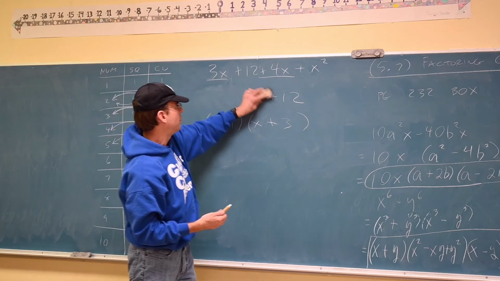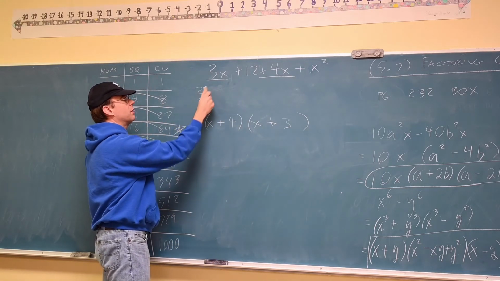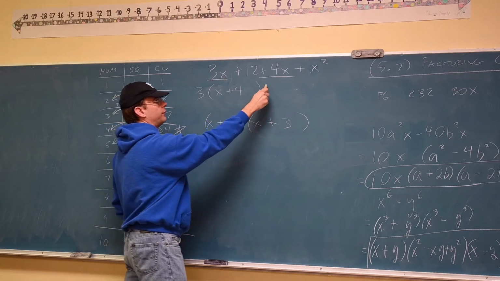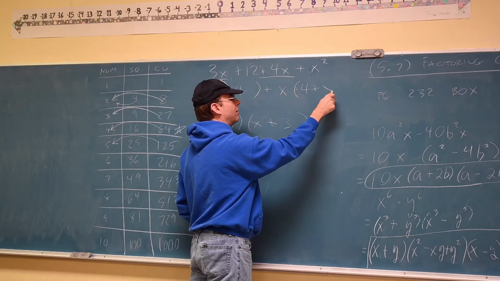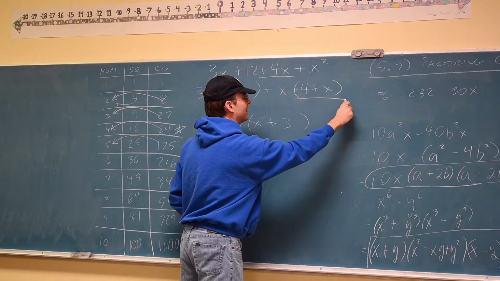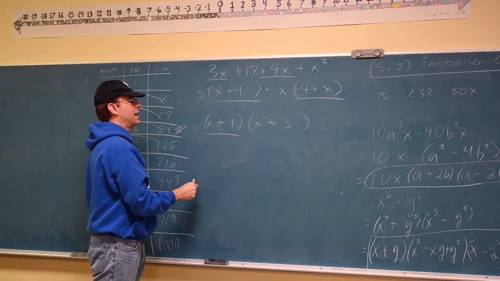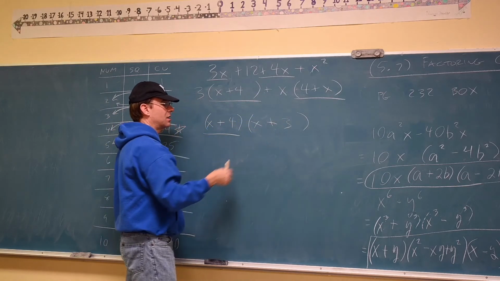If you wanted to do it by grouping, just to get a grouping reminder, you would take a 3 out of these first 2 to get x plus 4. You take an x out of the second 2 to get a 4 plus x. This is really the same as that, so we just copy that into the answer. And then 3 plus x, which is the same as this, could be the other factor.